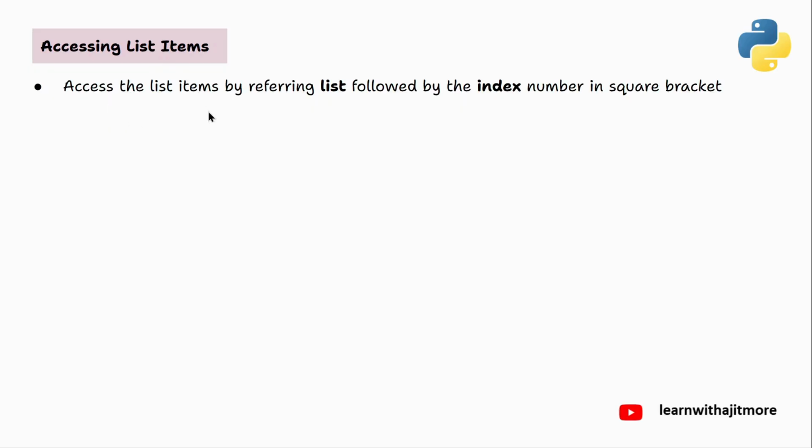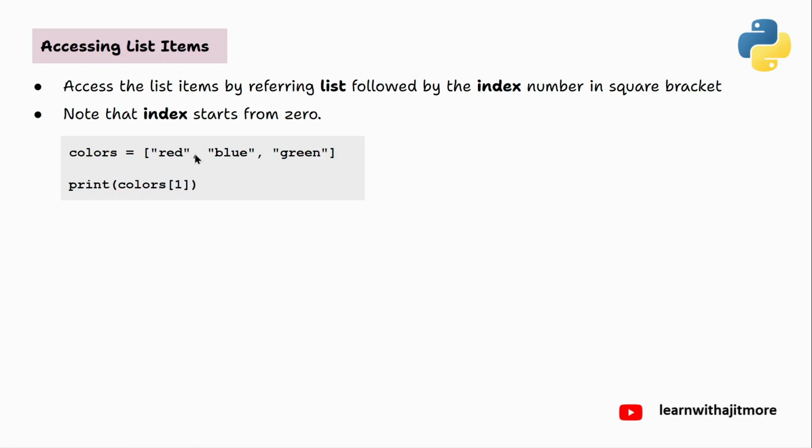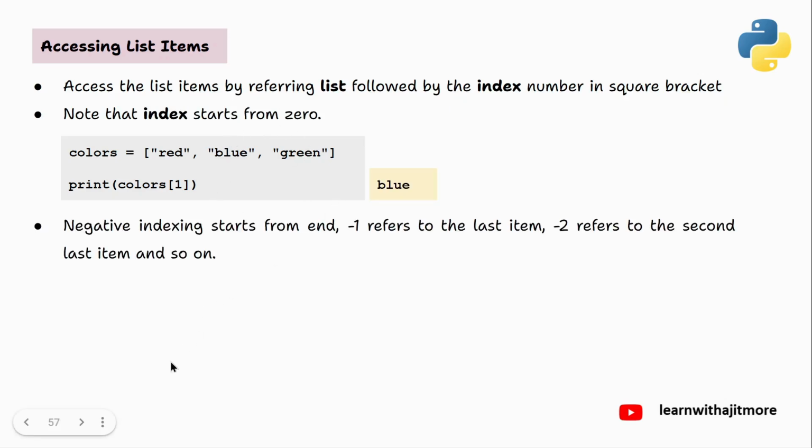See, access the list item. Whenever you want to access any list item, you just have to write the list name and then in a square bracket, mention the index. Okay. Note that index starts with 0. If it is starting with 0, means you are accessing from the left direction. ठीक है. देखो जैसे colors equal to red, blue, green, colors of 1. Who is at 1th position? 0, 1, 2. Blue. It will print blue.